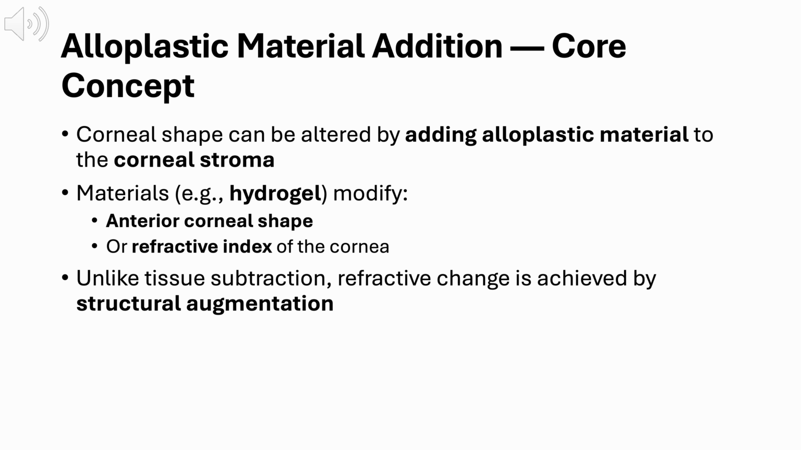Now, let's talk about alloplastic material addition, specifically how adding material to the cornea can change its shape or optical properties without removing tissue. The core idea here is that corneal shape can be changed by adding material rather than removing tissue. In alloplastic procedures, a synthetic material, most commonly a hydrogel, is placed within the corneal stroma. This added material can alter the anterior corneal curvature or, in some cases, change the effective refractive index of the cornea. The key distinction is that refractive change is achieved through structural augmentation, not tissue subtraction, which sets these techniques apart from laser-based refractive surgery.